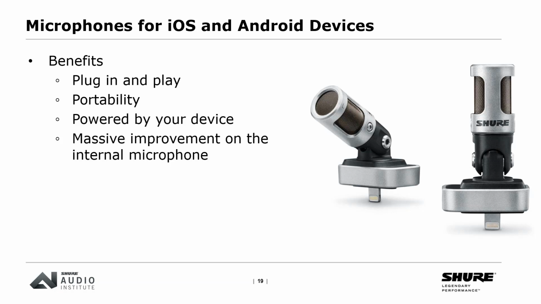I often use them as segments, so sort of interviews, and then I might record something on the SM7B and then use some of these things when that's all you have available. So microphones for iOS and Android devices. We'll go through the MOTIV range because these are complete game changers for anyone who wants to create high fidelity recordings on the go. They are plug and play, very portable, very small sometimes. They are powered by your device, and they are a massive improvement on the internal microphone. So they are definitely worth a look.